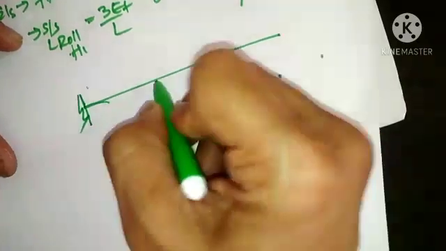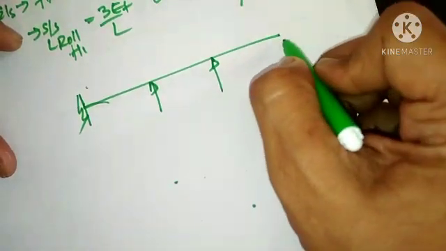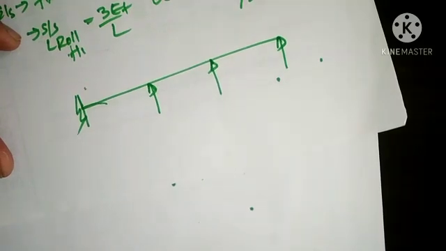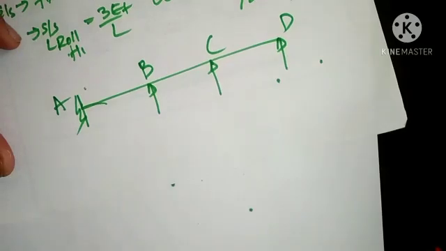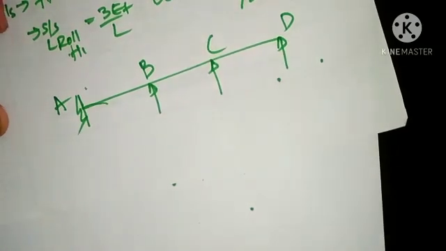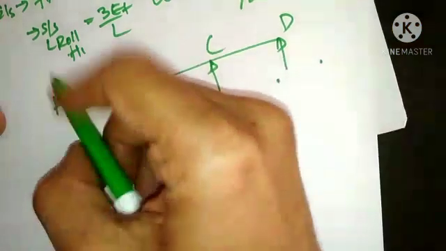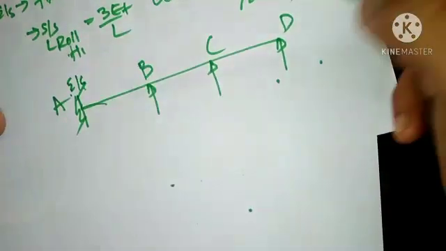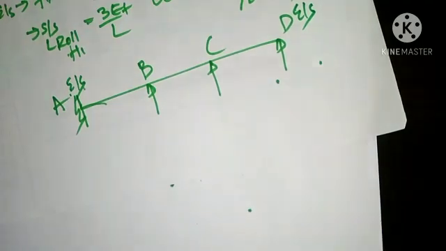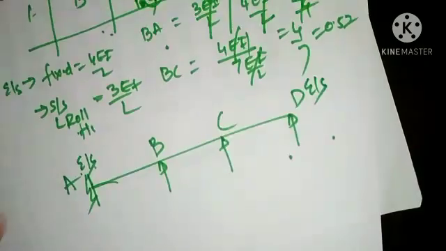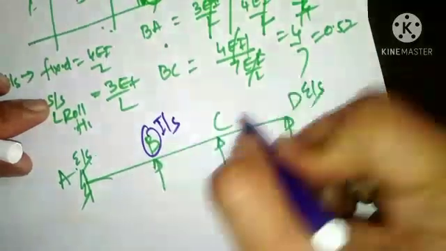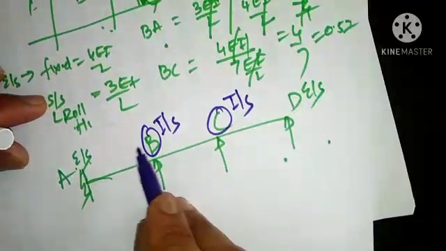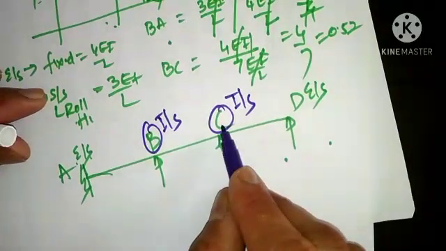Now if I have a continuous beam of this particular order, with n number of intermediate supports, say I name it as A, B, C and D. We first need to note down which are the end supports. Here A and D are end supports. B and C will be intermediate supports, because B is sandwiched between A and C, and C is sandwiched between B and D.